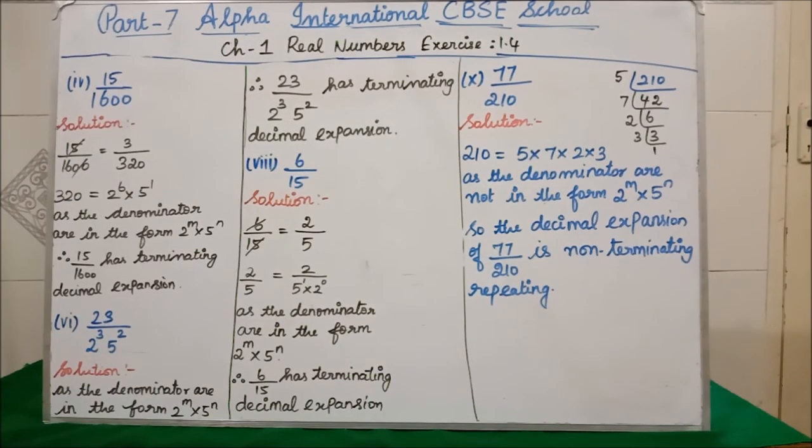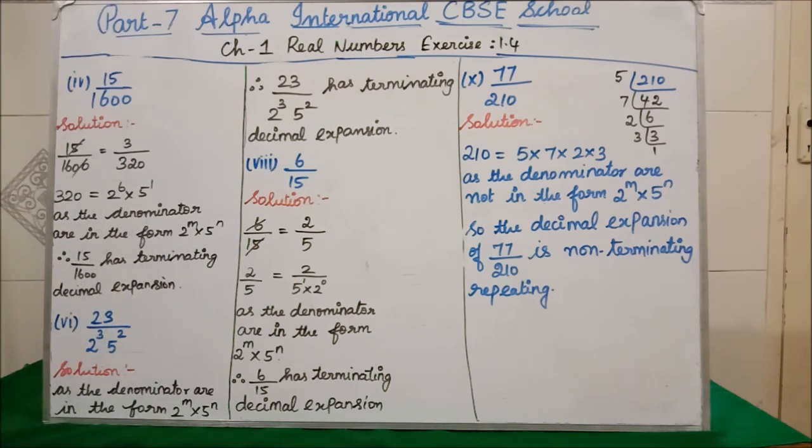Now we'll see the fourth question. The fourth question is 15 divided by 1600. Students, if you are able to cancel both numerator and denominator, you can cancel it. So I have cancelled both by 5. 15 is 3 times in the 5 table, so 3 fives are 15. Similarly, if you divide the denominator by 5, you will get 320.